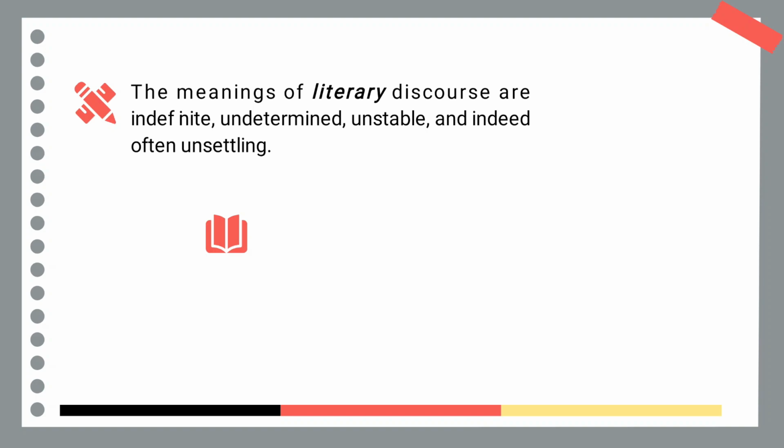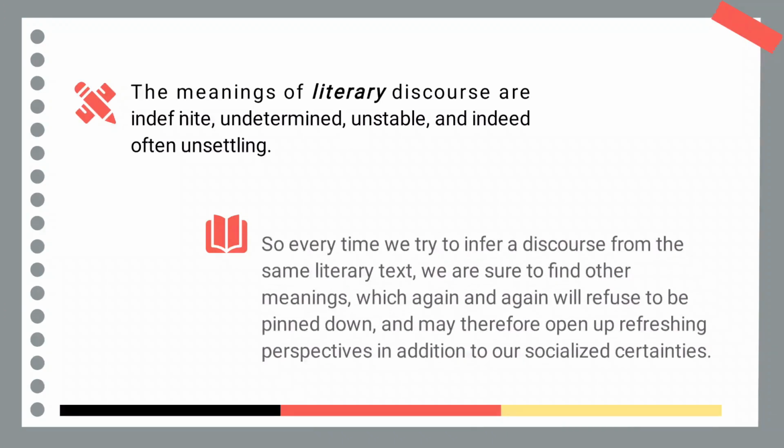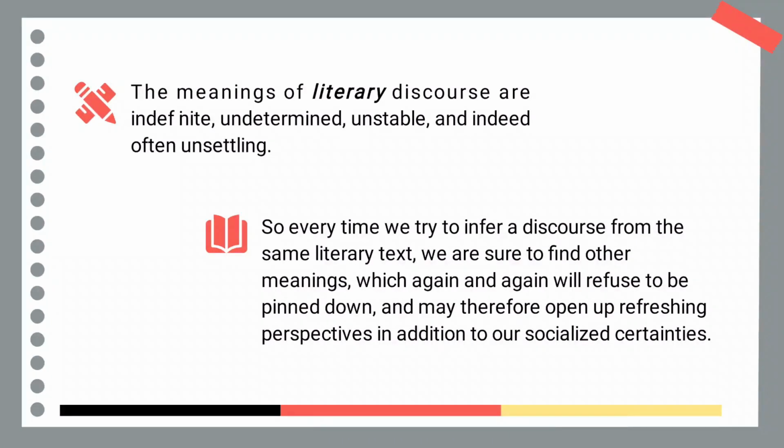The meanings of literary discourse are indefinite, undetermined, unstable, and indeed often unsettling. So every time we try to infer a discourse from the same literary text, we are sure to find other meanings which again and again will refuse to be pinned down and may therefore open up refreshing perspectives in addition to our socialized certainties. Hence, we cannot conclude definite meanings when we decode literary discourses. We can interpret the same literary text in different methods and come up with different meanings. And the analysis and interpretations cannot be established as definite ones. The same literary text can be analyzed and interpreted differently.